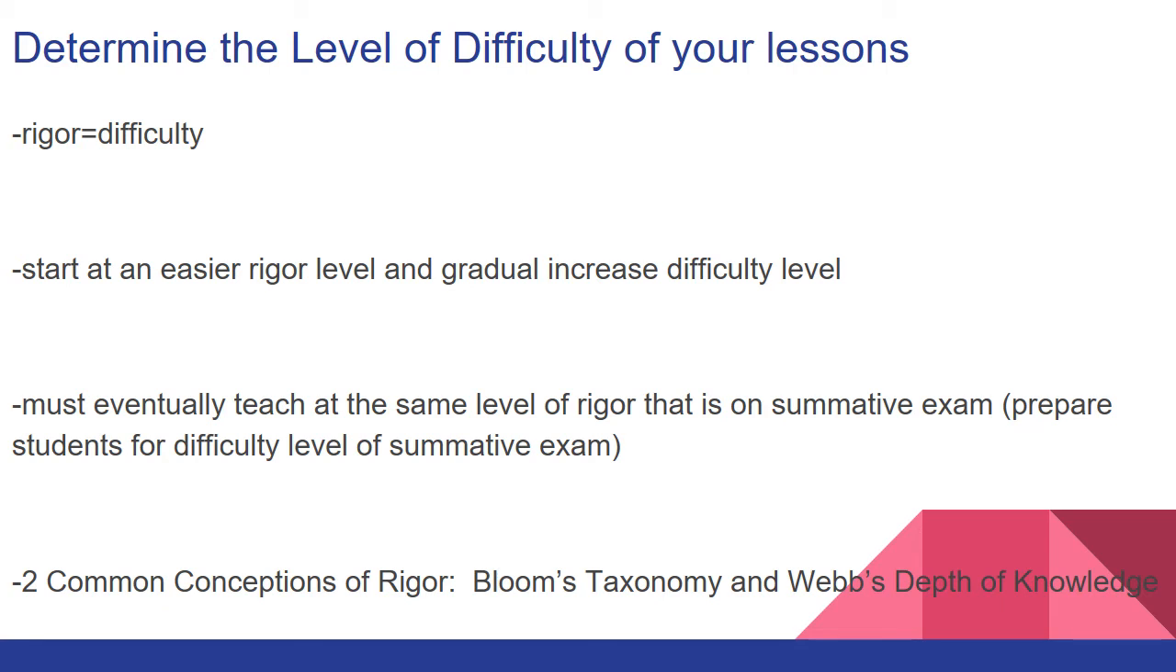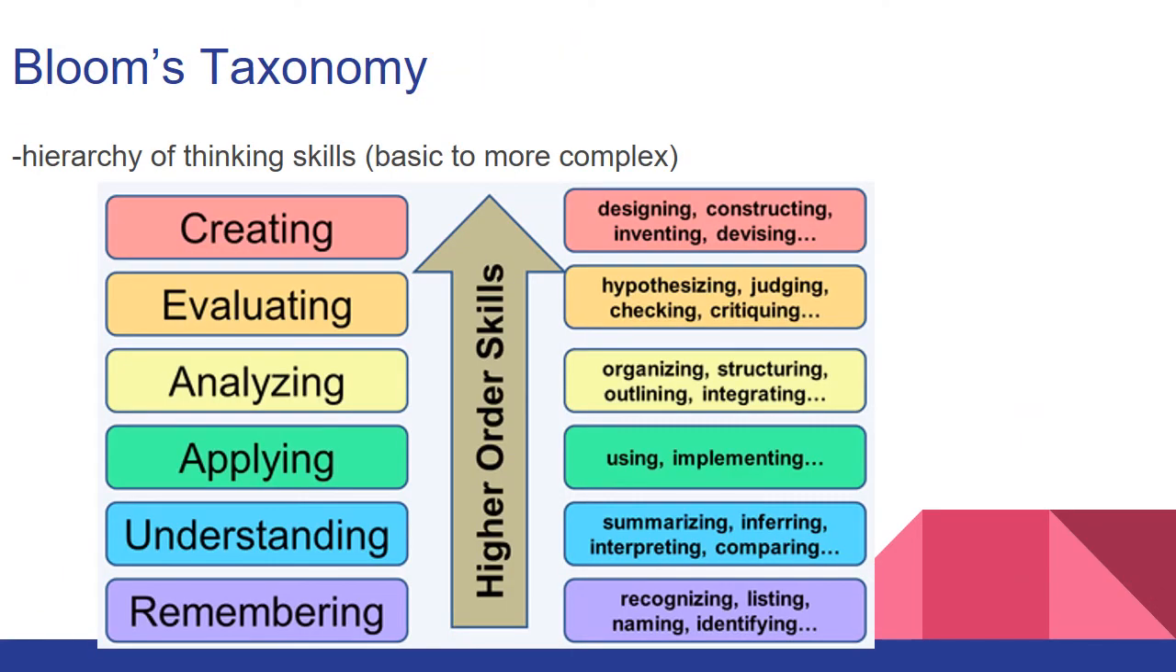There are 2 different ways to conceptualize rigor: Bloom's taxonomy and Webb's depth of knowledge. And we're going to talk about both of them. Bloom's taxonomy provides a hierarchy or a ranking of thinking skills from basic to more complex. There are lower order or basic thinking skills, which are remembering and understanding. And then the top 4 skills, applying, analyzing, evaluating, and creating, are higher order thinking skills or critical thinking skills.